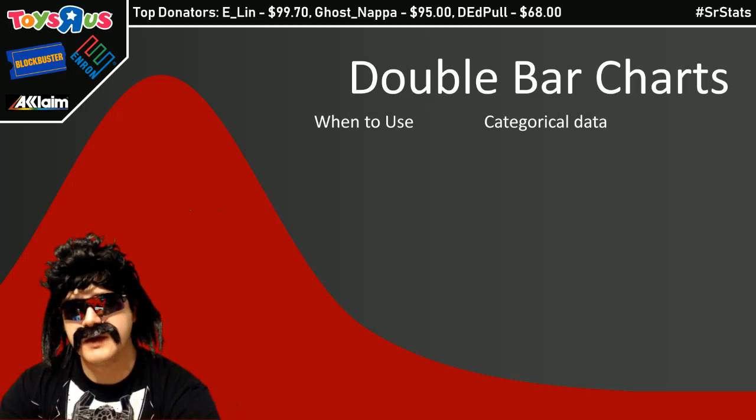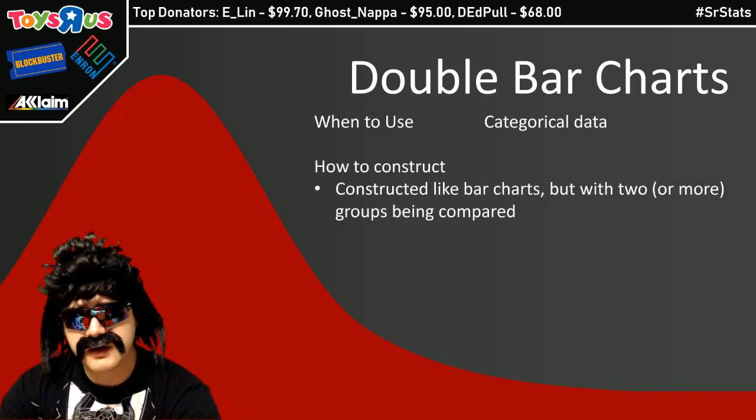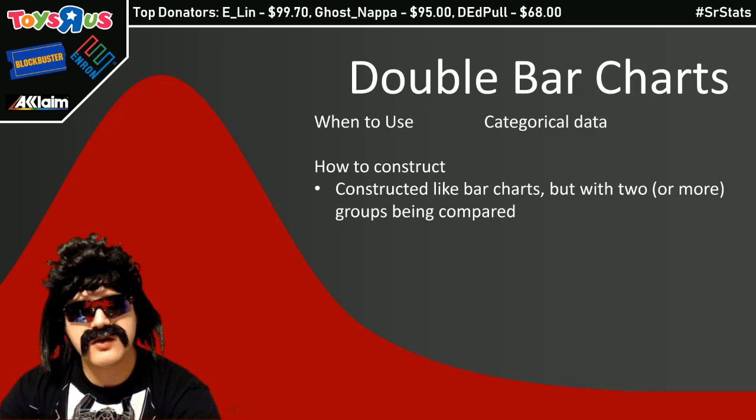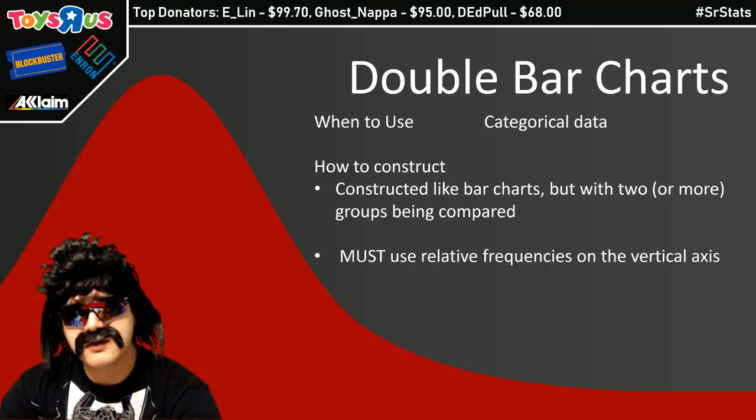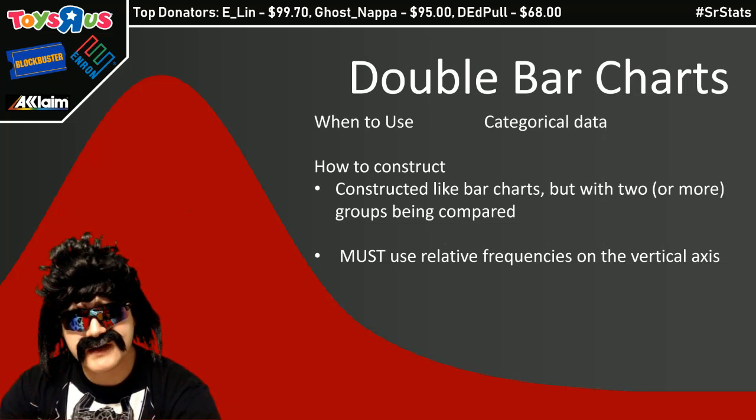So you want to use this with categorical data. How do you construct them? You construct it just like a normal bar chart, but with two or more groups being compared. You must use relative frequency on the vertical axis.